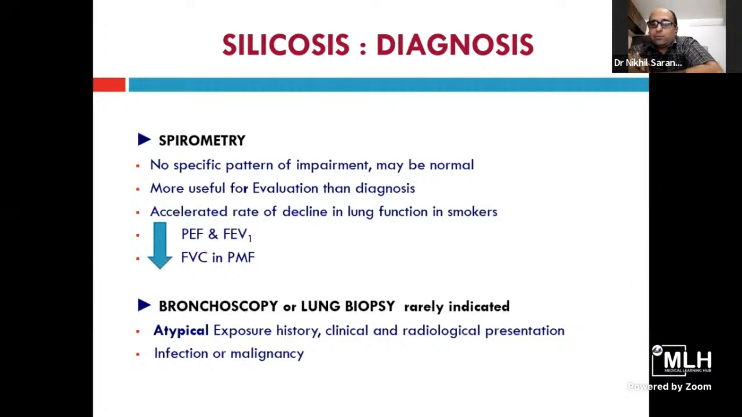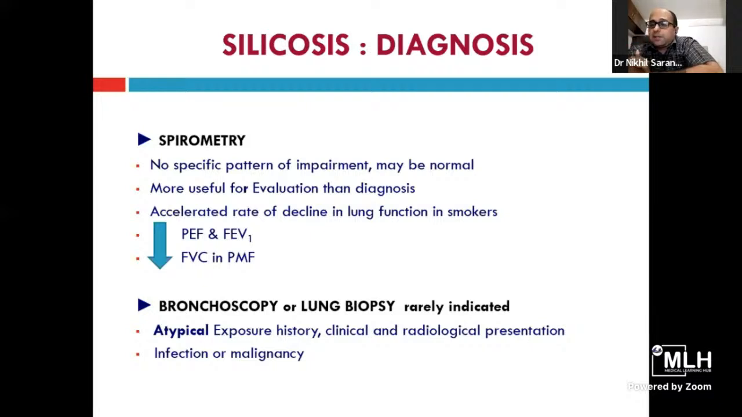So when you do spirometry, sometimes you may not get a specific pattern of impairment, and the lung function may even be normal at times. Spirometry is more useful for evaluation than diagnosis, but it is very important in the miners and for occupational history, because it becomes more or less medico-legal to diagnose that this is a case, because there is compensation under the Workmen's Compensation Act if you develop a case of silicosis.